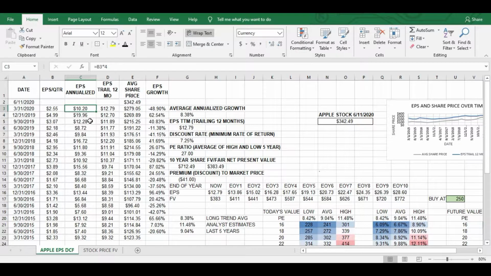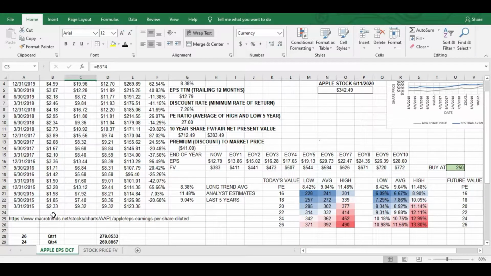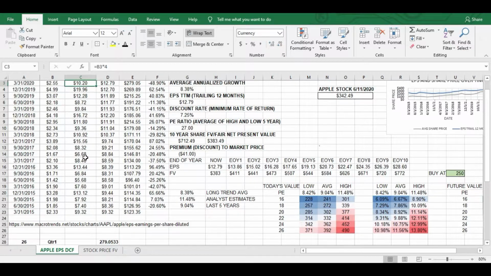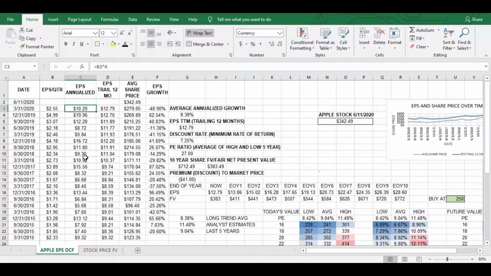Hi everyone, I'm here to do a discounted cash flow analysis of Apple. First thing we're going to need to do this calculation is earnings per share over time. A great resource I found is Macro Trends. They have it in a copy and paste format that's really similar to what I'm using now. I recommend going there and pulling as much vintage data as you need.